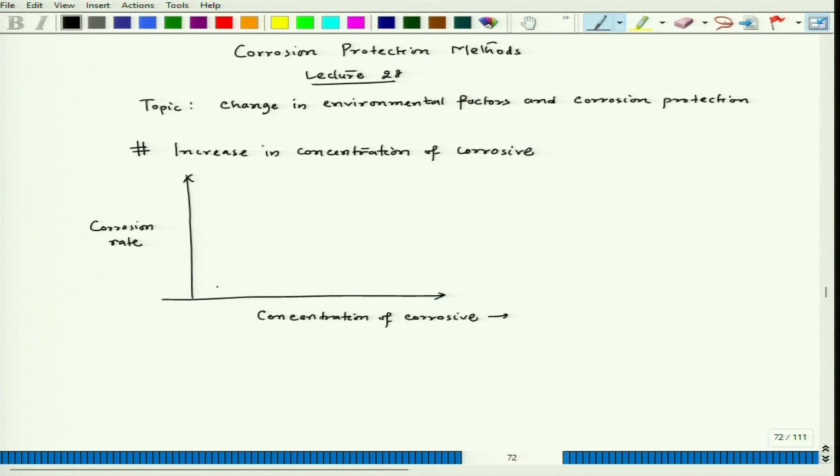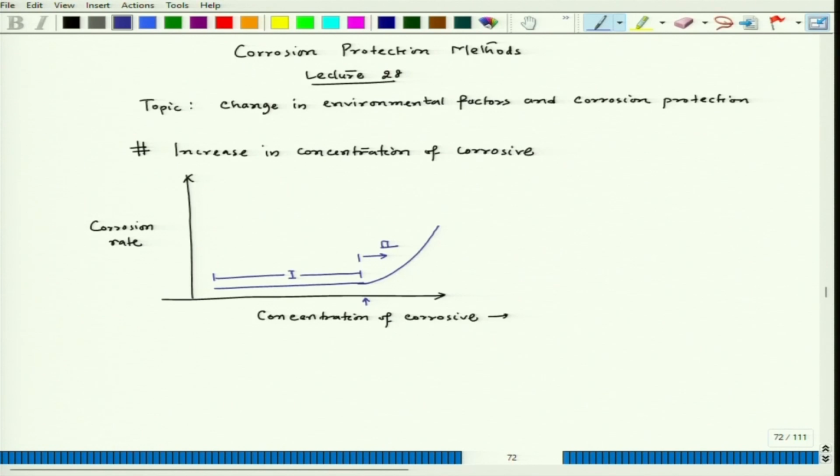In certain metals, the pattern looks like this, and then once a certain critical value of the concentration is achieved, the corrosion rate increases at times exponentially. So, this is one sort of behavior. We can see that there are two segments. One is this one, segment 1, and there is another segment starting from this. So, this is segment 2.